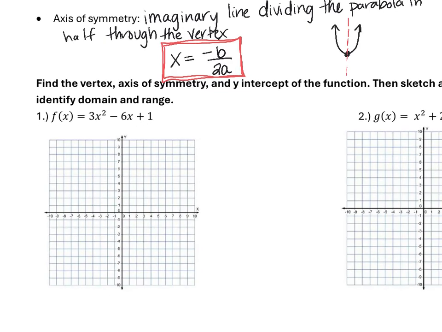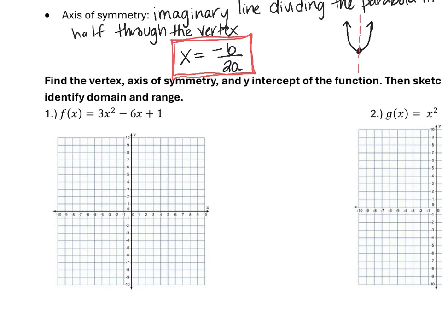So to start, let's just identify what is a in number 1. What's our a value? 3. B is what? Negative 6. And C is 1. So to start off, the first thing that I can graph from standard form is what? The y-intercept, which is 1. So I can see my y-intercept because it's the same value as C. So I can go on my y-axis and I can plot that y-intercept right away.